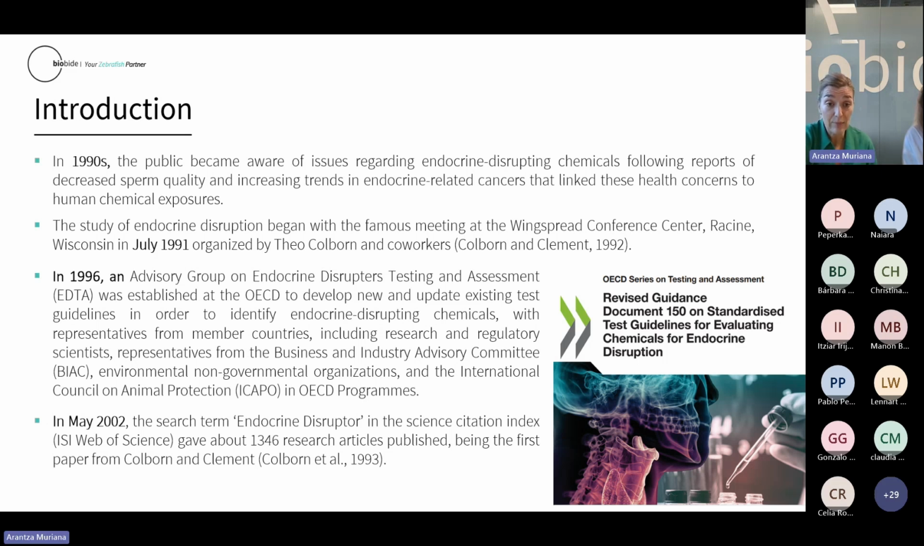In 1996, an advisory group on endocrine disruptor testing and assessment, the EDTA, was established at the OECD to develop new and update existing test guidelines in order to identify endocrine disrupting chemicals. But in the year 2000, for example, there weren't so many papers if you check them based on the endocrine disruptor concept. In Science Citation Index, for example, in May 2002, it only gave 1,346 research articles published, the first being the paper from Colborn and Clement et al., the one that we mentioned from 1993.